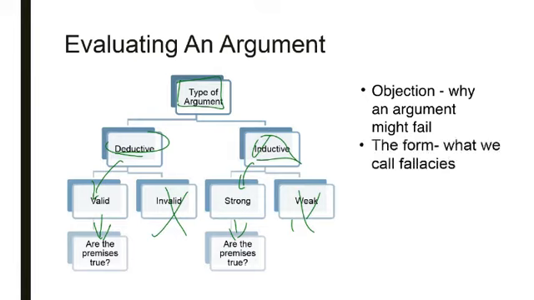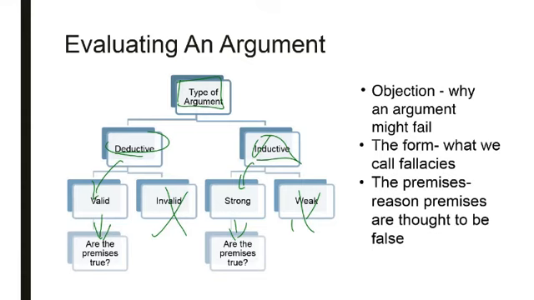The argument might fail, I grant, because of the form. Okay? Now the form, when the form is problematic, it's called a fallacy. Our invalid deductive argument forms, affirming the consequent, denying the antecedent, these are what we call formal fallacies. Formal, as in having to do with the form, fallacy. And we're going to talk about some informal fallacies in a moment.